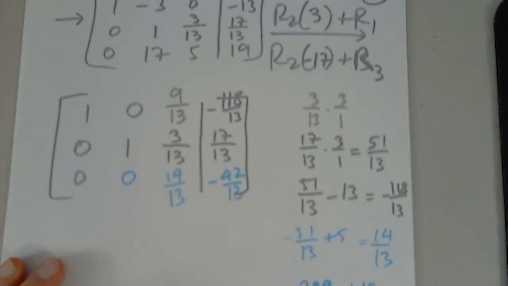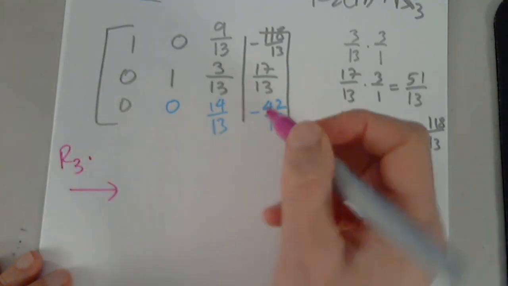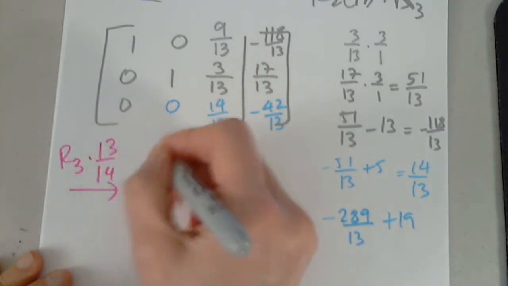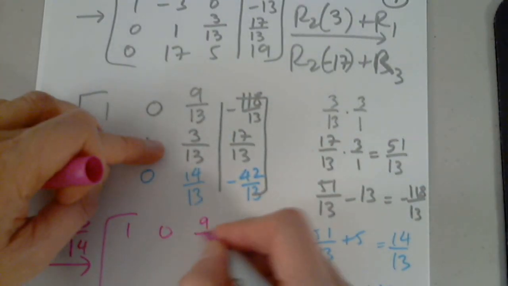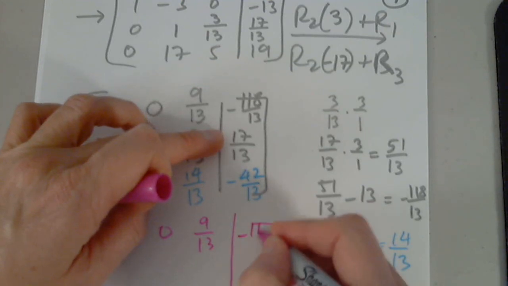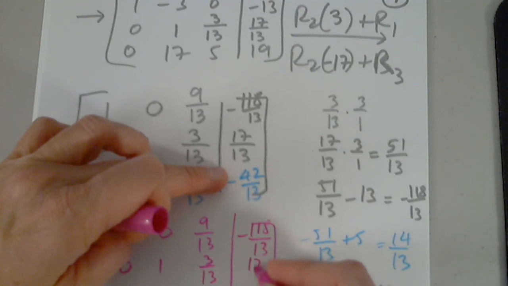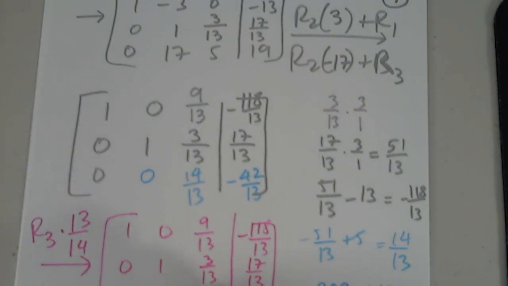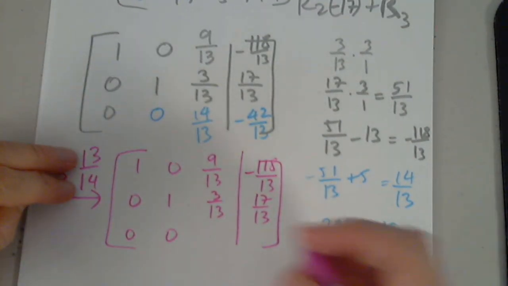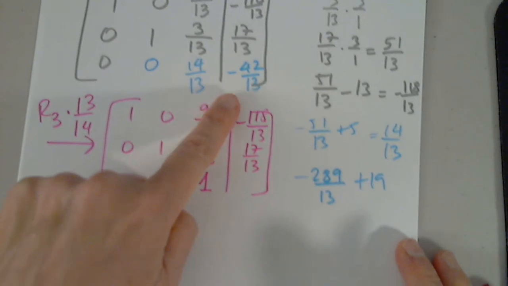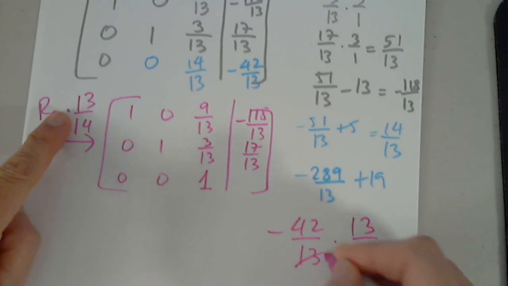So the next step, row 3 gets multiplied by 13 over 14. The first two rows have to be copied. Okay, so when I multiply 14 over 13 by 13 over 14, of course I get 1. Now let's see what we have here. Negative 42 over 13 multiplied by 13 over 14.